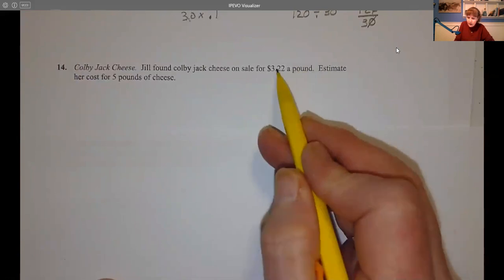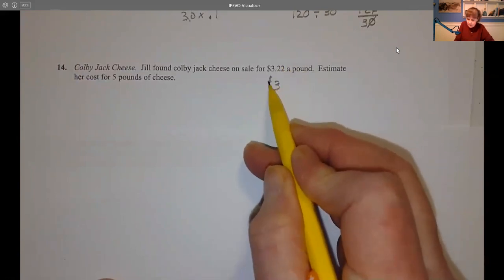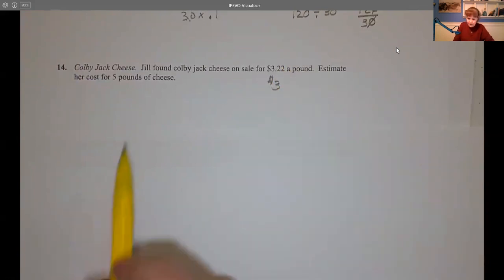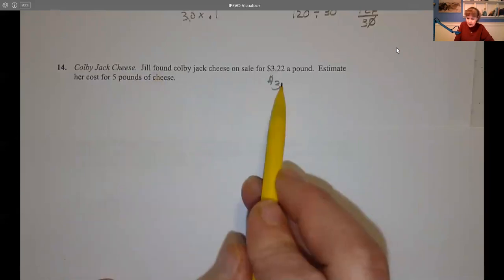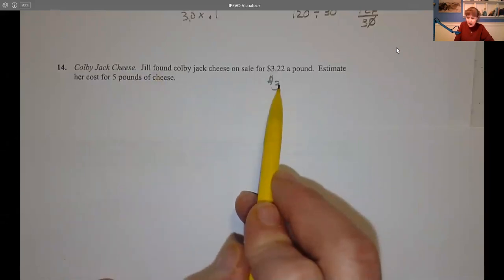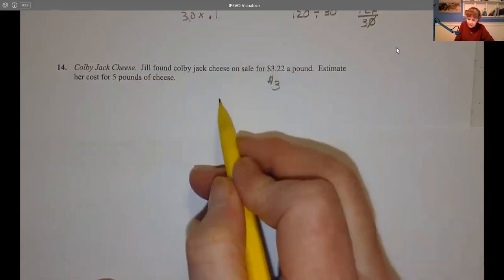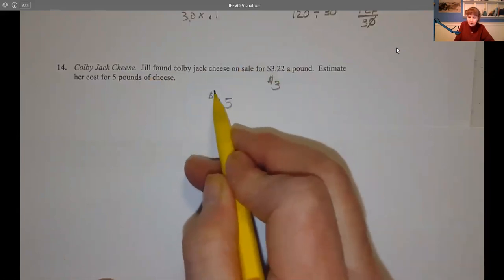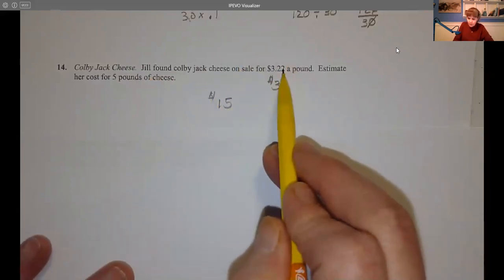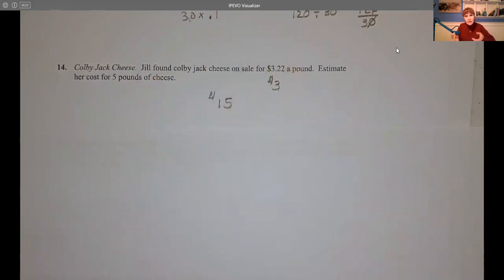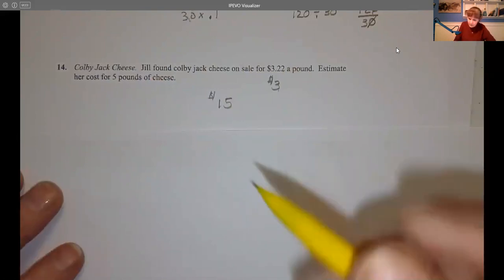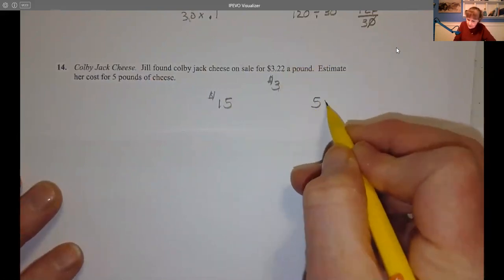I would make this $3. And if you're going to buy 5 pounds, and this is what each pound costs, I'd multiply them and get about, it's going to cost you about $15. It's going to be a little bit more because you have a little bit more than $3, but it's roughly going to cost you $15 for 5 pounds at roughly $3 a pound. So I multiplied, I guess I should tell you, 5 times 3.